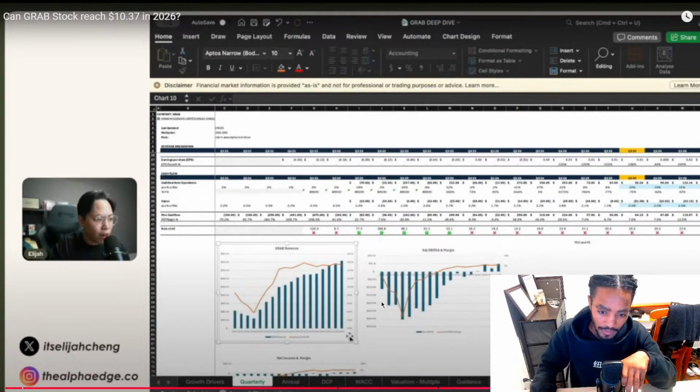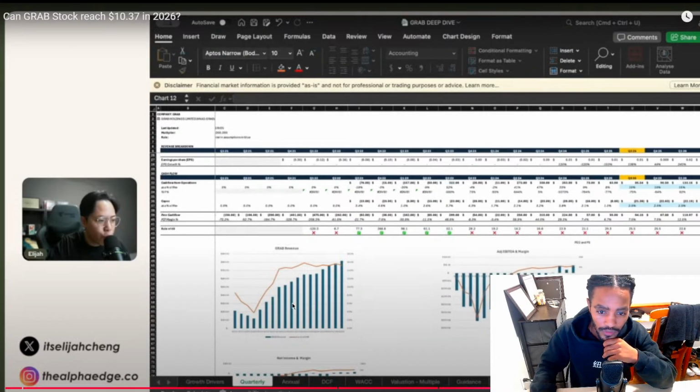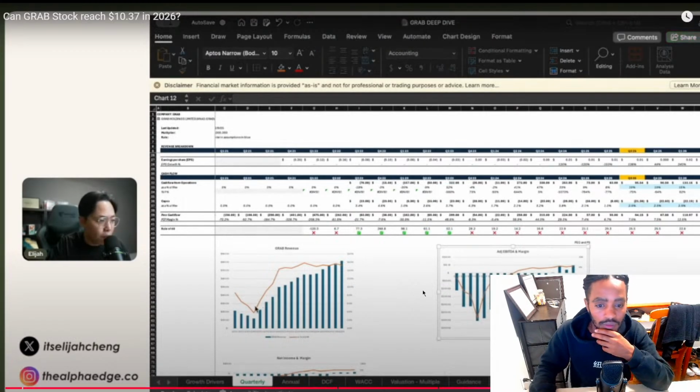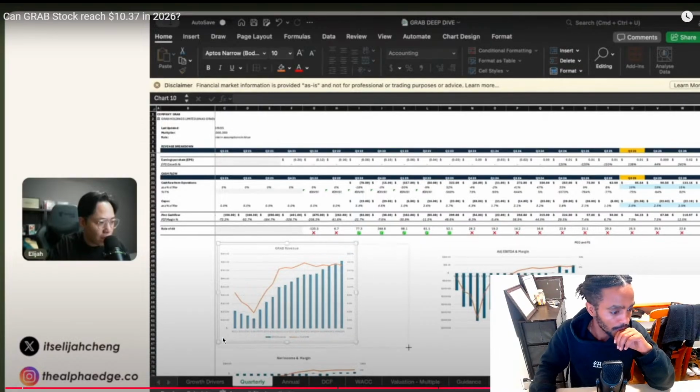Now, after that, I'm going to show you this graph over here. This basically shows you the revenue of Grab for the last couple of quarters. Let me pull this graph slightly bigger so that you can see.